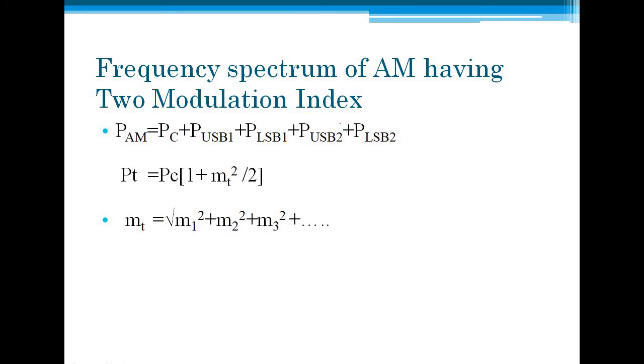Now we have a condition where multiple signals are transferred, meaning we have one carrier, and that one carrier is used to carry multiple signals. So in that case we have multiple upper sidebands and multiple lower sidebands. The formula in that case comes out to be PT equals PC times 1 plus m total square by 2. This m total is the modulation index in total, and it is given by the square root of m1 square plus m2 square plus m3 square. So this is the formula when we have more than two modulation indices, or more than two modulating waveforms.